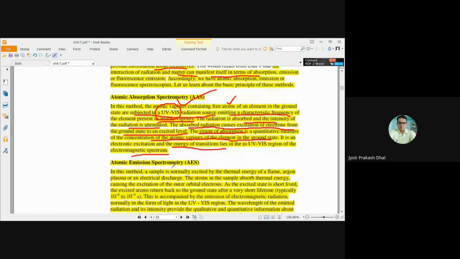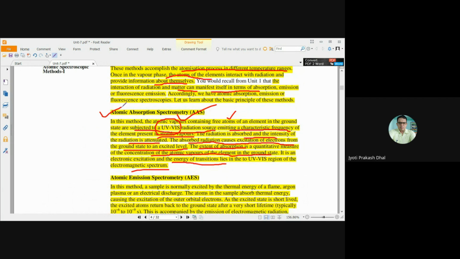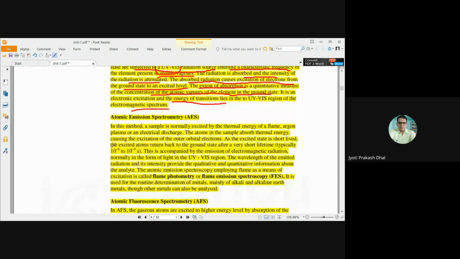Now coming to the second one, atomic emission spectroscopy. So first it is atomic absorption spectroscopy, and the second one is atomic emission spectroscopy. In this method, a sample is normally excited by thermal energy. So here we will only analyze the emitted electromagnetic radiation, but initially the sample under investigation will be excited by thermal energy of a flame, or argon plasma, or electric discharge, or any one of the thermal energy sources.